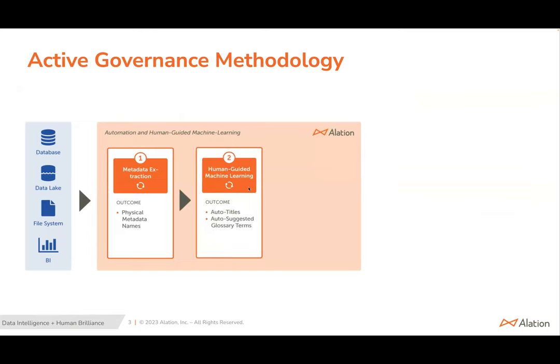The next thing that's really important is to have basically human-guided machine learning going on. What do I mean by that? You're looking for AI and ML to be working in the background to do things like auto-suggest titles and glossary terms. But you really want a human to be able to approve those suggestions. This way you get a model that gets better and better over time and is specific to your organization's needs.